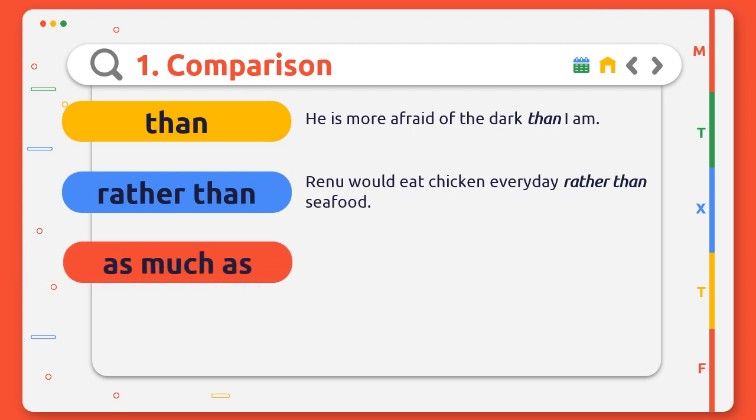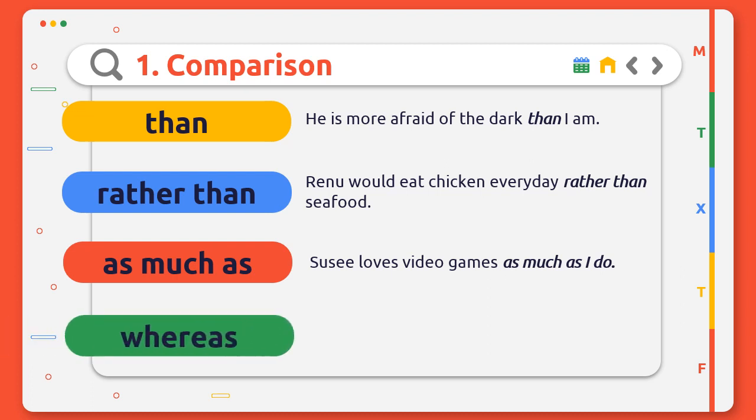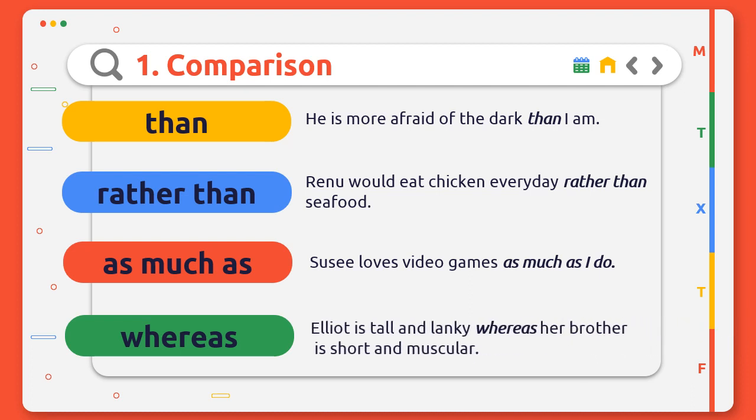Next, as much as is used to compare the degree of an ability, preference, or likes and dislikes of something. For example, Susie loves video games as much as I do. Finally, is the use of whereas. In the example, Elliot is tall and lanky, whereas her brother is short and muscular.